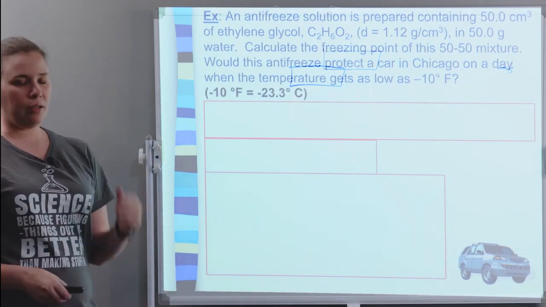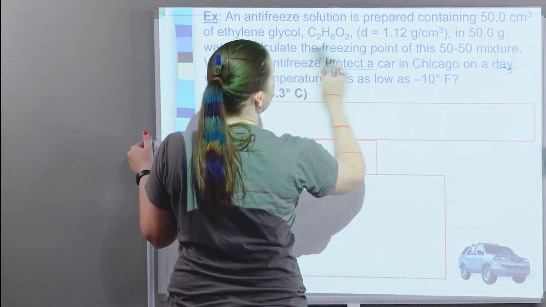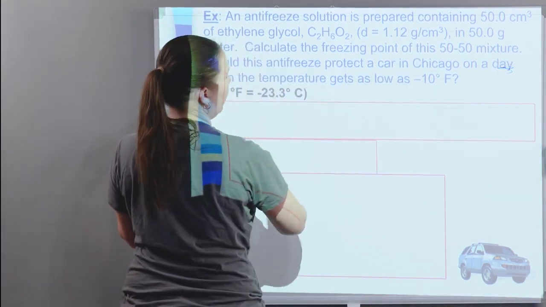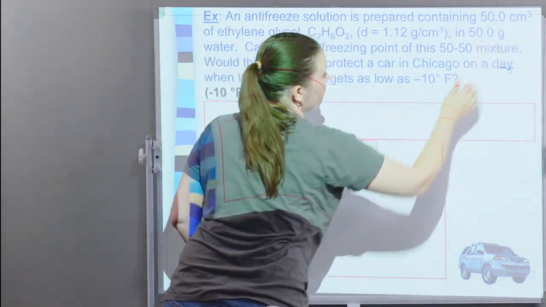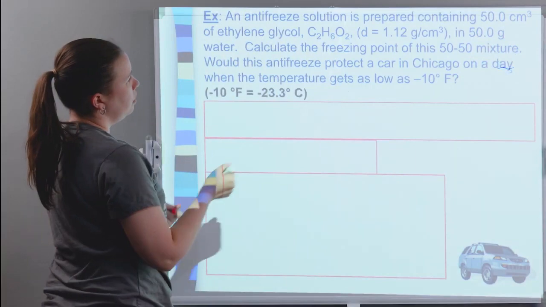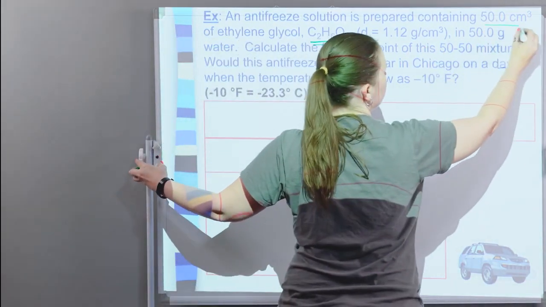All right, one last example. Let's do this. So we've got this antifreeze solution, and it has a volume, it looks like, 50 cubic centimeters for this ethylene glycol, 50 cubic centimeters.